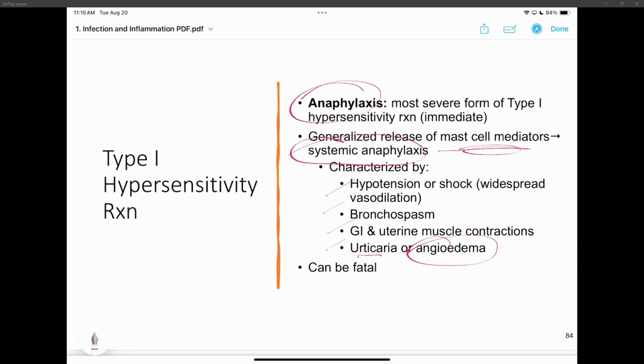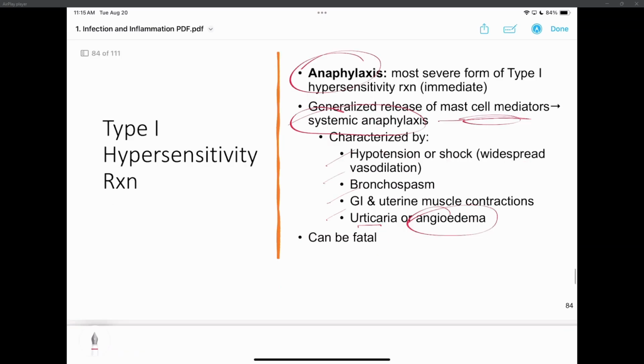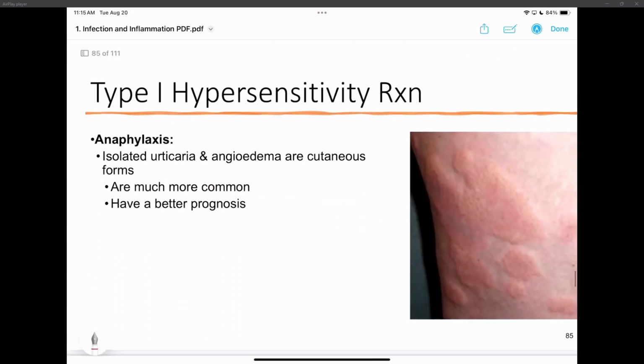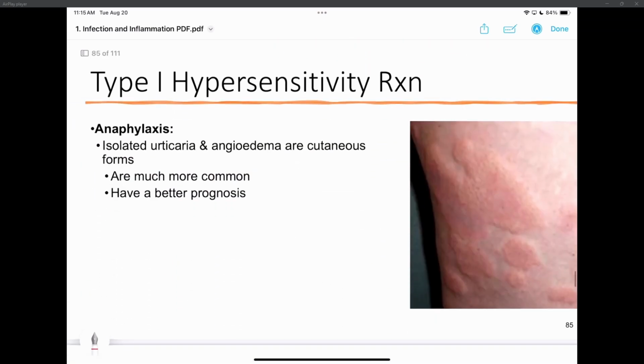What complication can happen if you have too much swelling of your lips and tongue? Airway complications. You have to maintain that airway. They have problems breathing because of all the swelling. It can be fatal, obviously. So anaphylaxis, again, here's your urticaria, your hives.